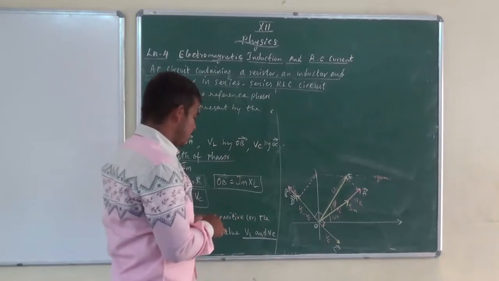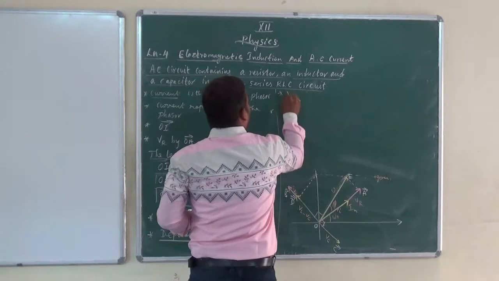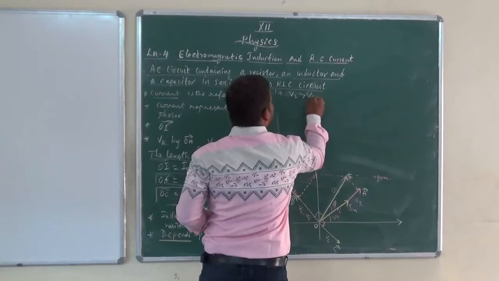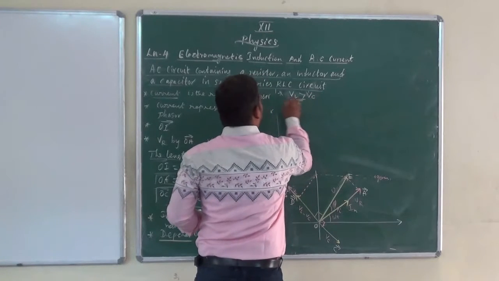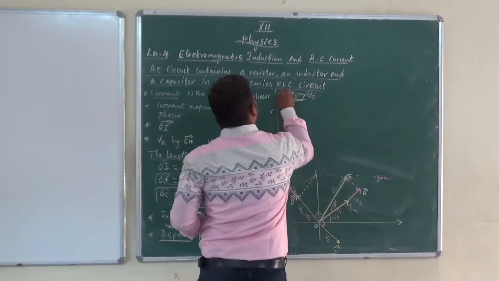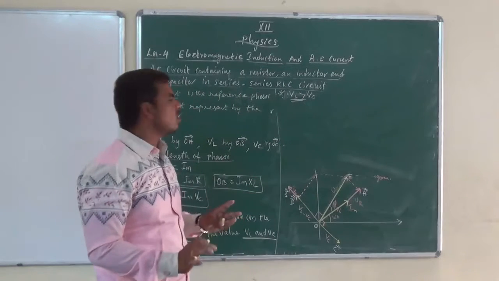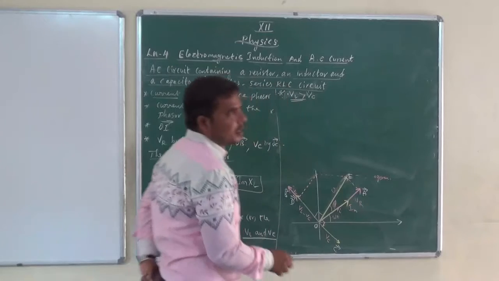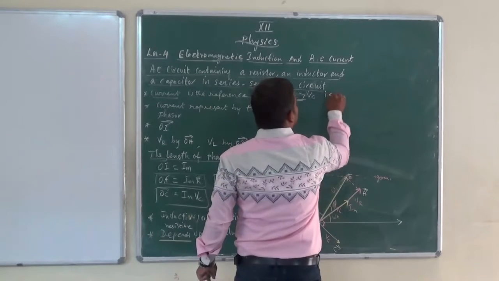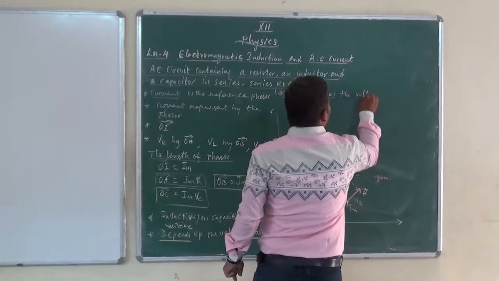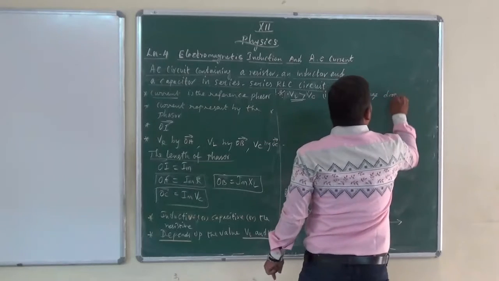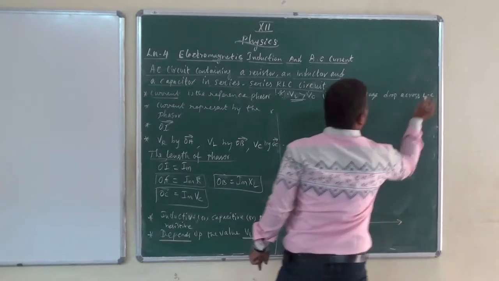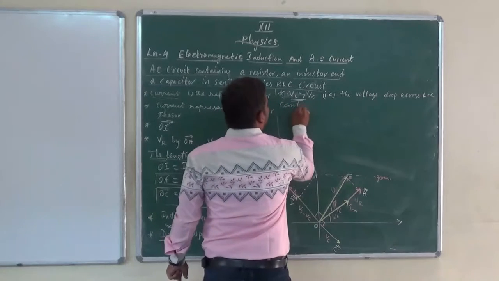Now we have to assume VL greater than VC. This is very important, because we have to assume, not consider, that VL is greater than VC. The voltage drop across the LC combination.